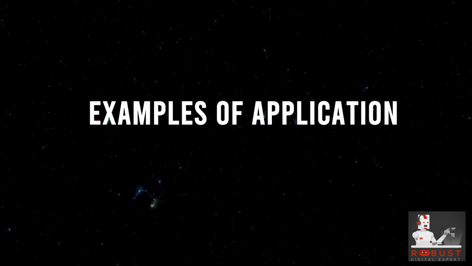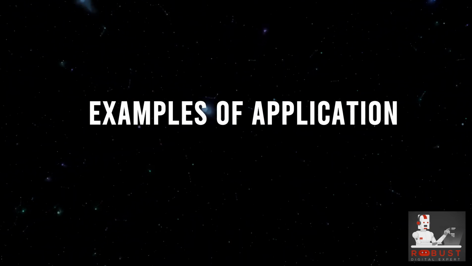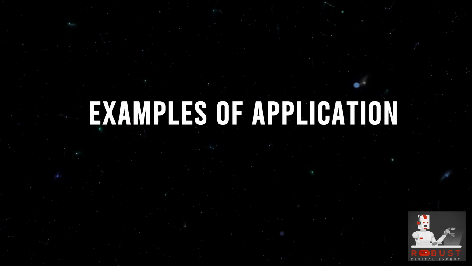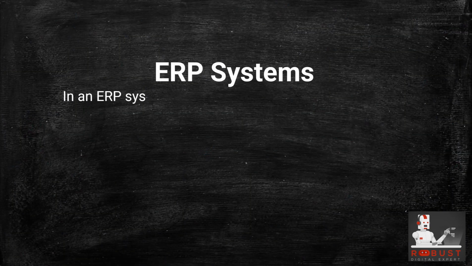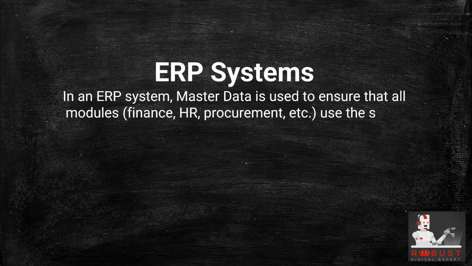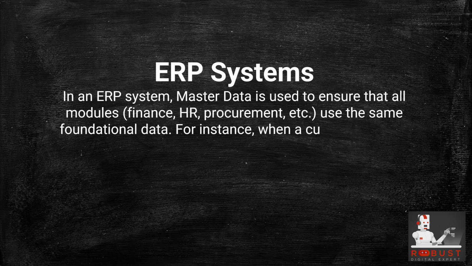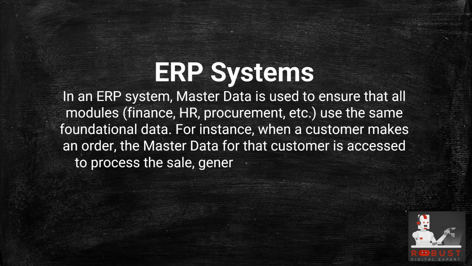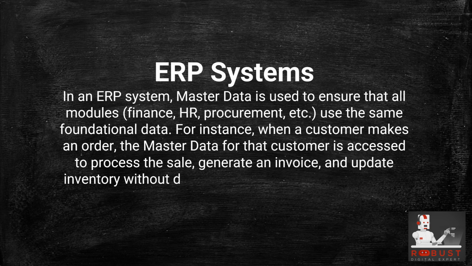Examples of application. ERP systems. In an ERP system, master data is used to ensure that all modules, finance, HR, procurement, etc., use the same foundational data. For instance, when a customer makes an order, the master data for that customer is accessed to process the sale, generate an invoice, and update inventory without data discrepancies between systems.